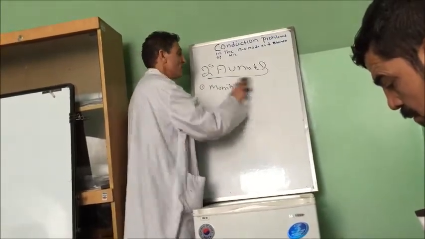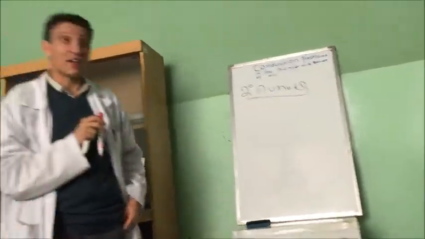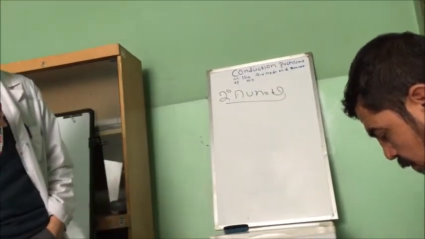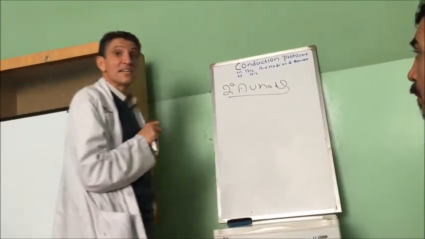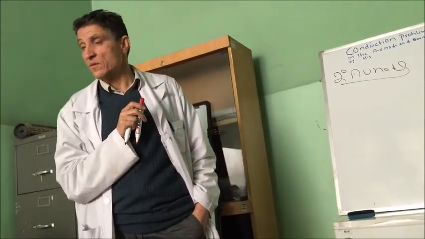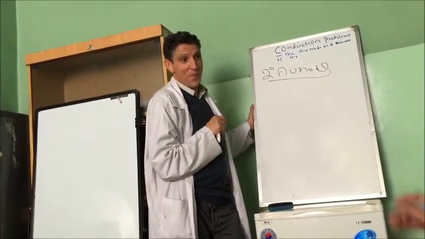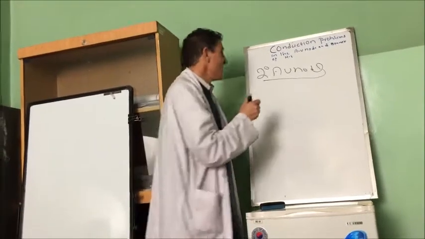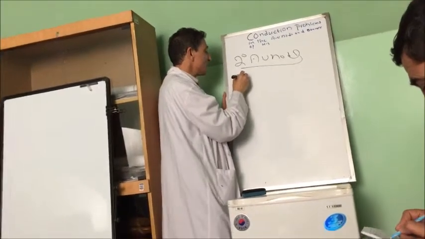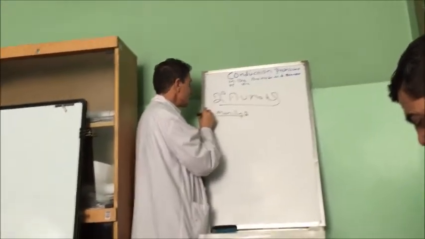Now, the second degree AV nodal block, Mobitz 2. Who can tell me the concept and definition? How should I define it, and what is the ECG pattern of the second degree AV nodal block, Mobitz type 2? How should we give a nice definition?